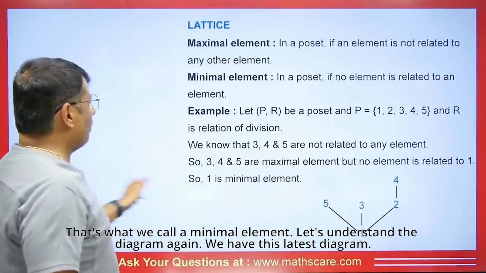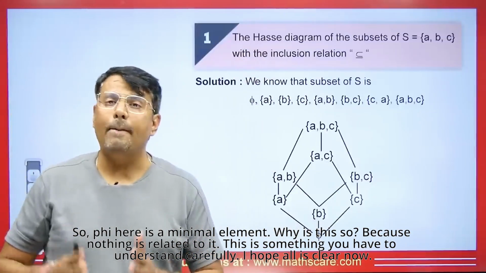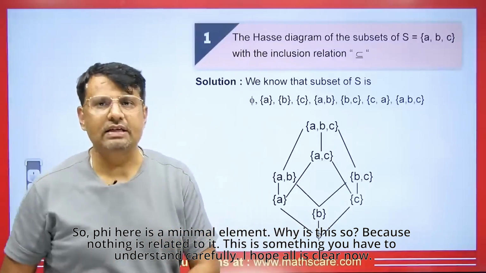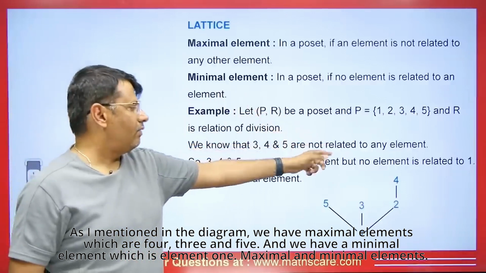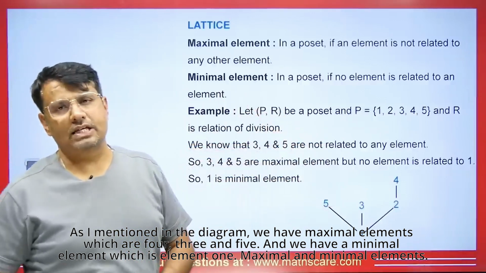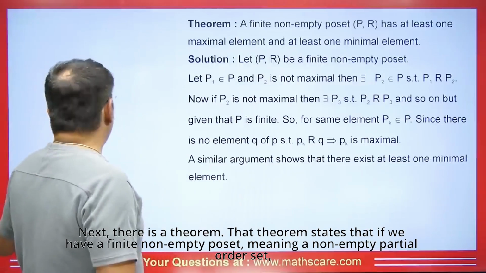Let's understand the diagram again. We have this lattice diagram. So, 5 here is a minimal element. Why is this so? Because nothing is related to it. This is something you have to understand carefully. I hope all is clear now. As I mentioned in the diagram, we have maximal elements which are 4, 3 and 5. And we have a minimal element which is element 1. Maximal and minimal elements.